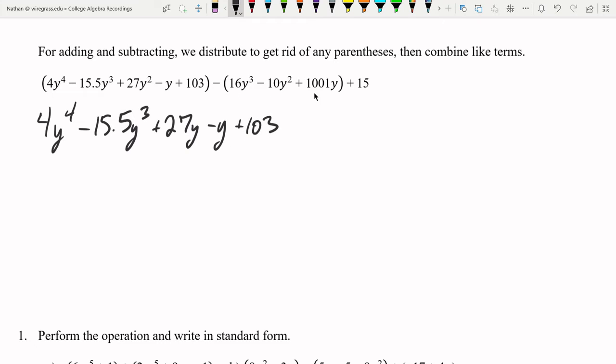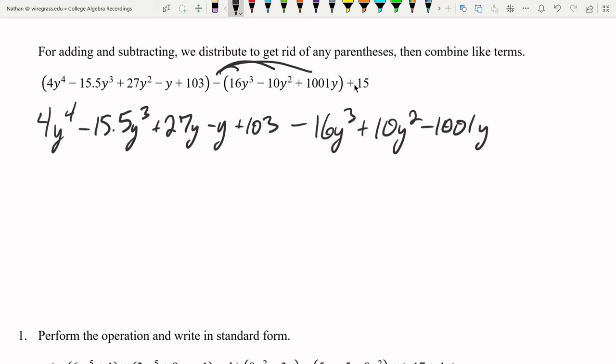Now to get rid of this next set of parentheses, we're going to distribute the negative into each term. And this is a cubic polynomial. The highest power is 3, and the leading coefficient is 16. Now distributing that negative, we're going to get this. And finally, the 15, well, that's just there on the end.